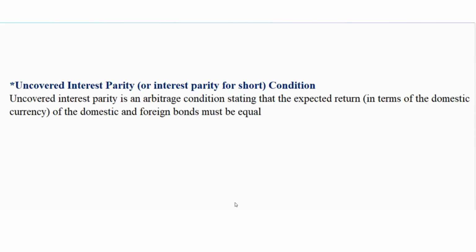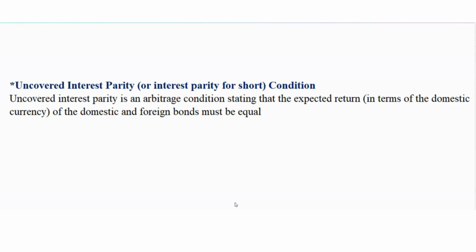Now, this is an arbitrage condition which says that the expected return in terms of domestic currency on domestic and foreign bonds must be equal. Because remember, like in chapter 4 of the text, we assume there's just one type of bond with one interest rate when you're looking at a closed economy. But now you have two bonds, domestic bonds and foreign bonds. So you have two interest rates.